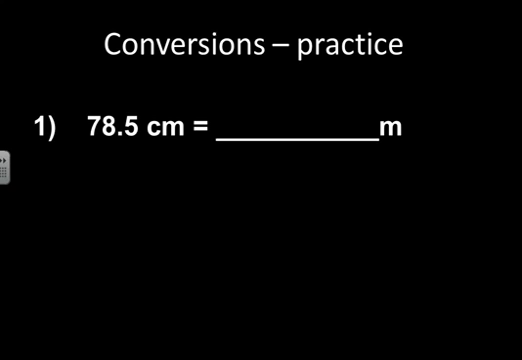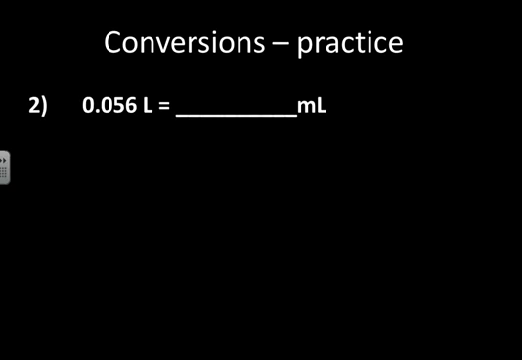Couple of things to practice. 7.85. Go ahead and pause the video, try it. You should end up with the number 0.785, and that would be in meters. Number 2, 0.056 liters converted to milliliters. Go ahead and pause the video, give it a shot. Now that you're back, hopefully you have found the answer to be 56 milliliters.